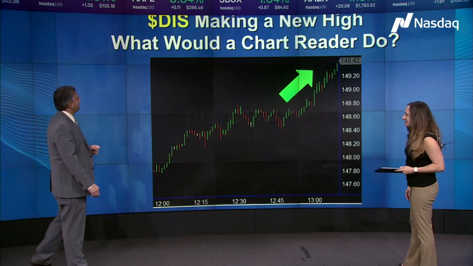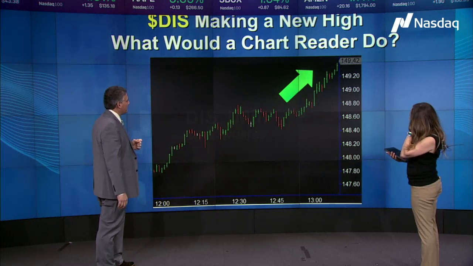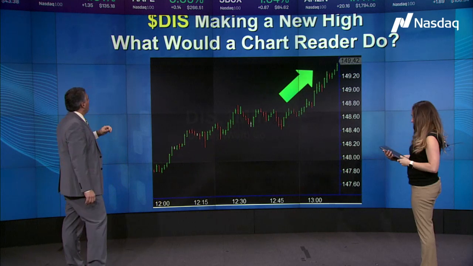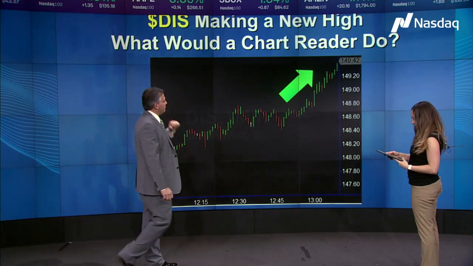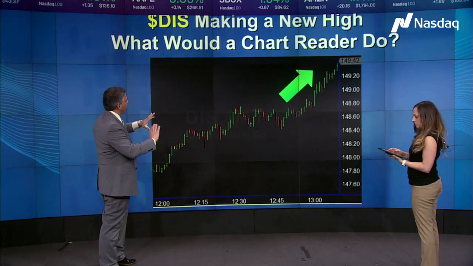Can't stop talking about the House of Mouse. Disney's doing great. I love Disney. I feel like Disney's going to be probably the next thorn of Netflix. So anyway, making new highs, what would the chart basically tell you here? Most people are like, oh, the stock's going up, right? Trend's going up, great looking stock.